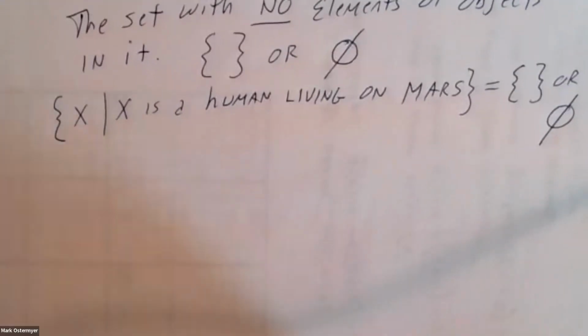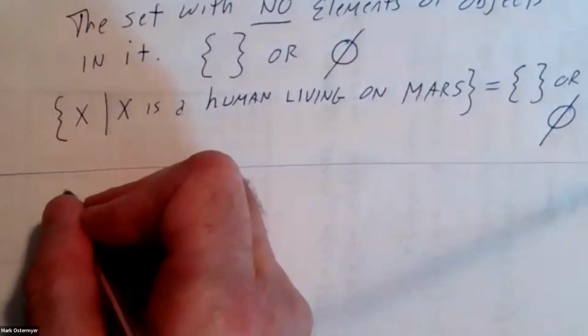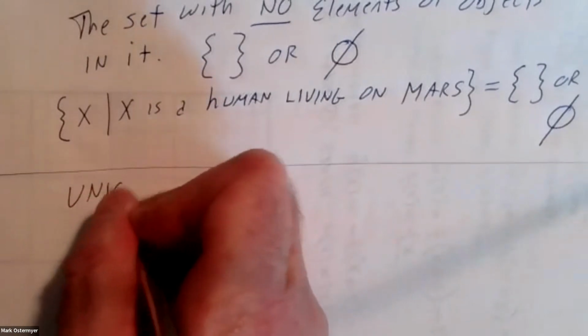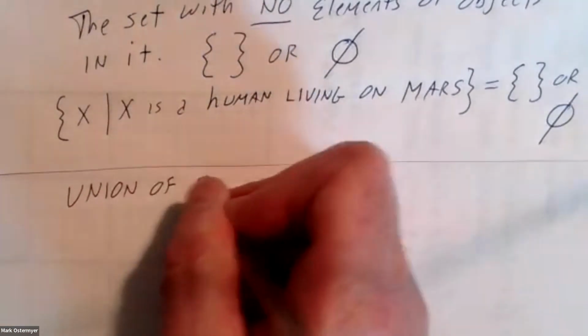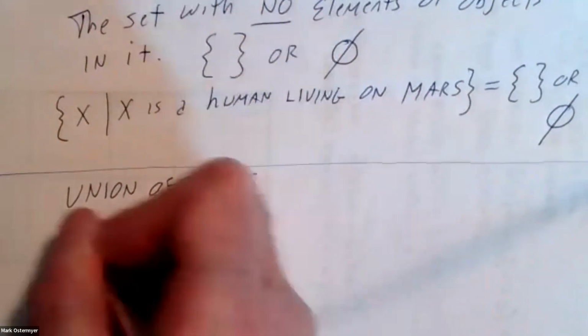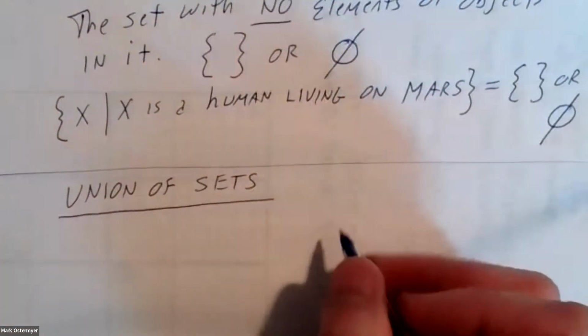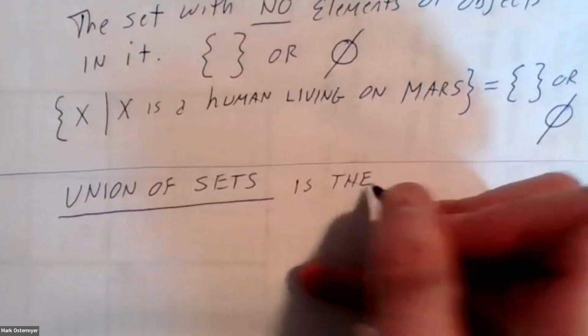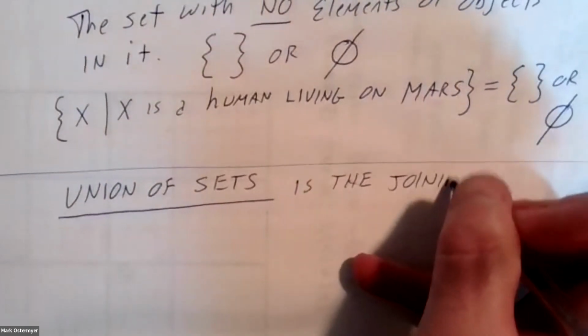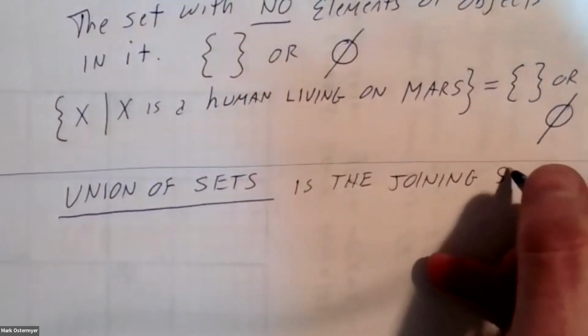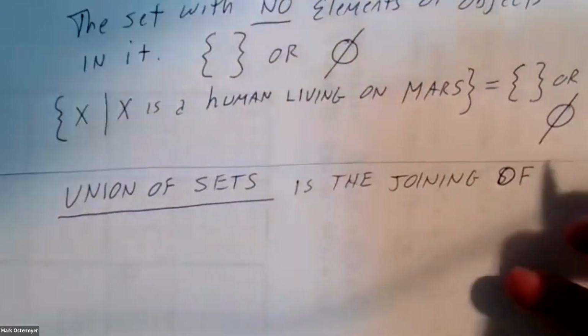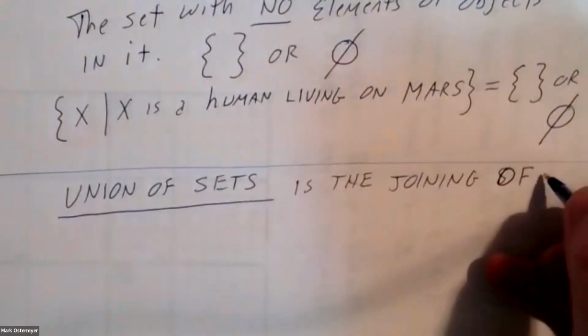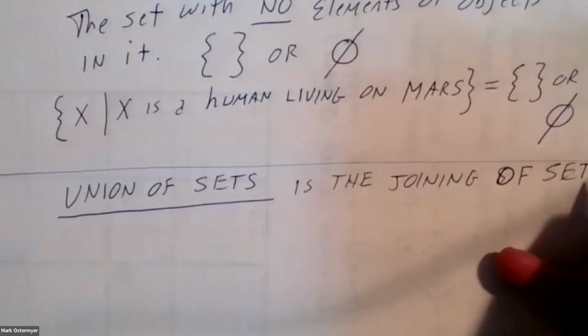All right. How about some operations with sets now? What is the union of sets? How do we undertake the union of sets? The union of sets is the joining of sets. When we join sets together, we provide the union of these sets. It is the joining of sets.